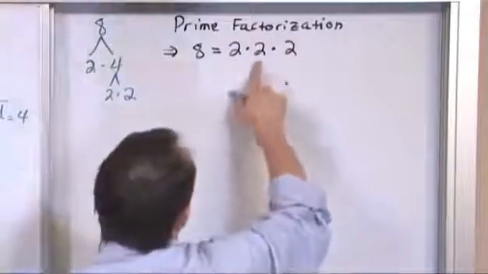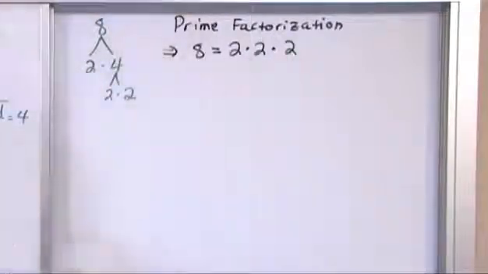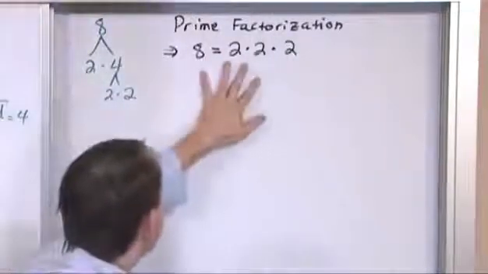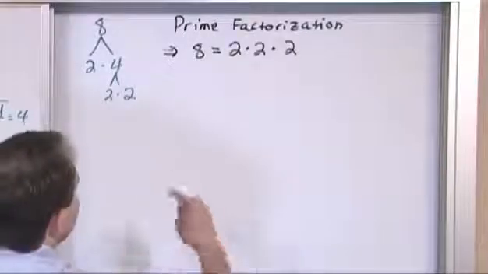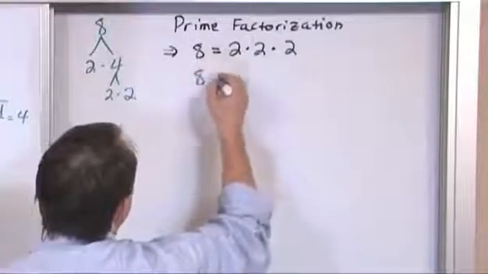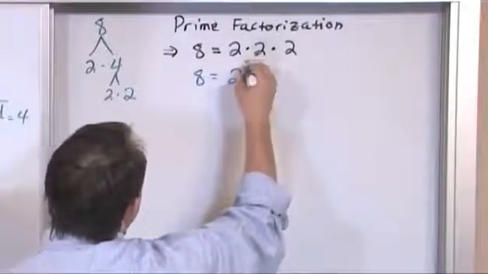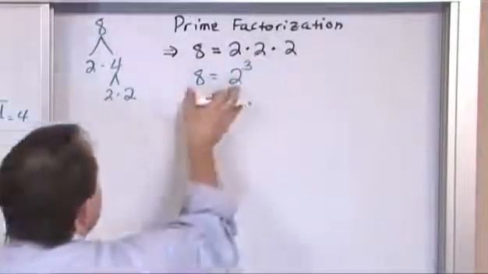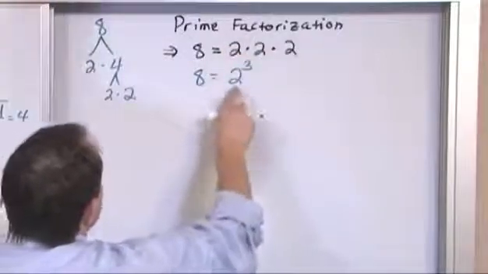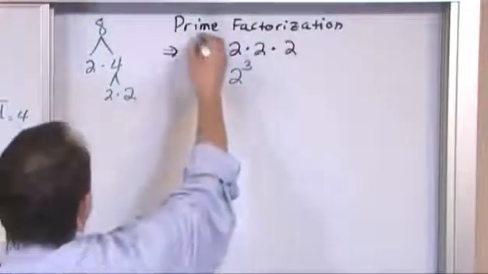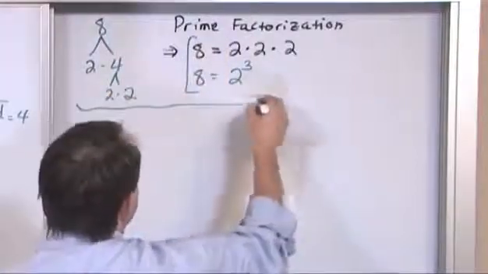Think about it. 2 times 2 is 4. 4 times 2 is 8. So this is the answer. This is the prime factorization. But a lot of times you want to write it in terms of exponents, just to make it shorter and cleaner. So the way you would write it in terms of exponents would be 2 cubed. And that would be the answer. This is the prime factorization. This is still acceptable also, but if your problem tells you to write it in terms of exponents, that's going to be your answer. So I'm going to circle those as the answer.